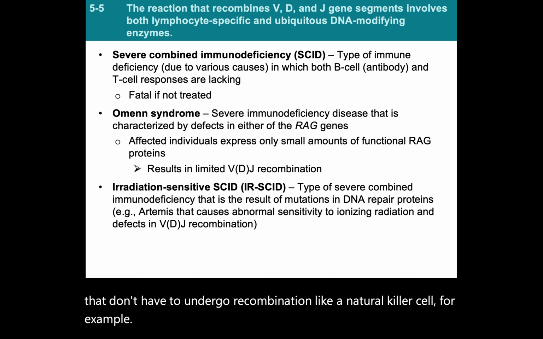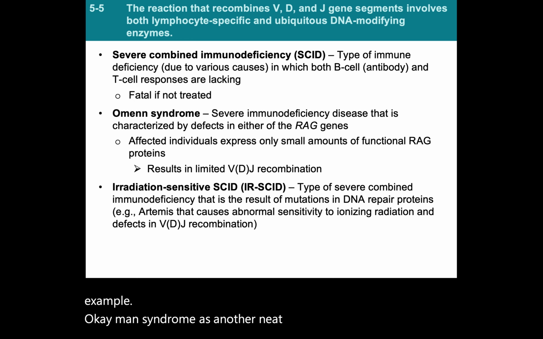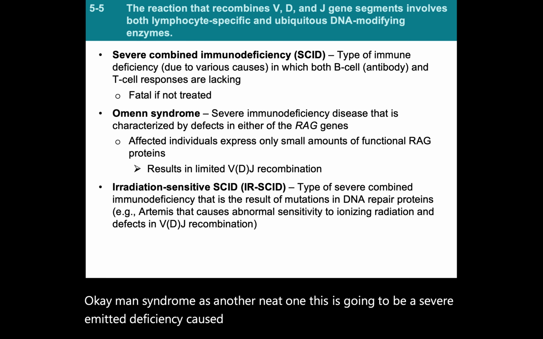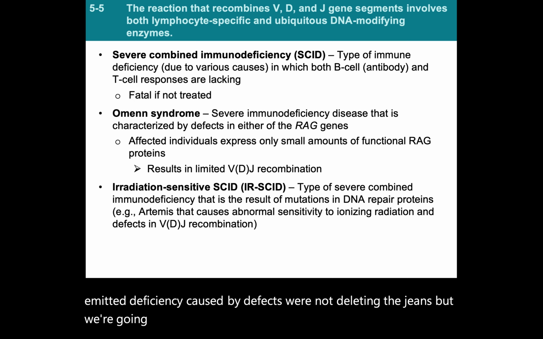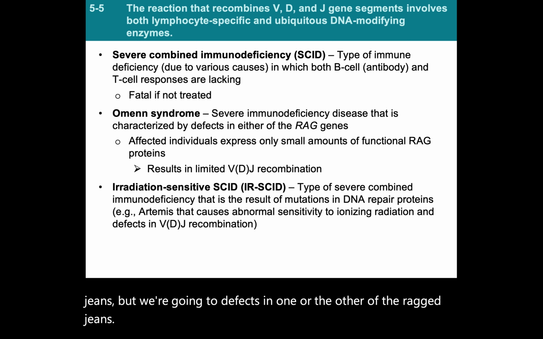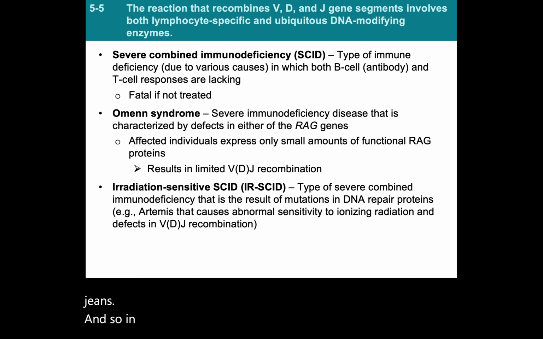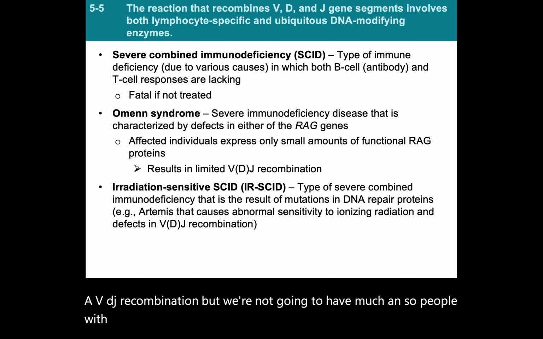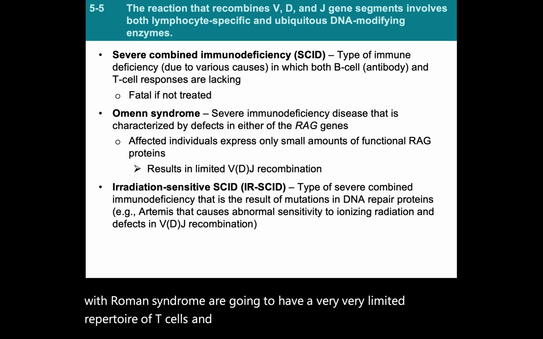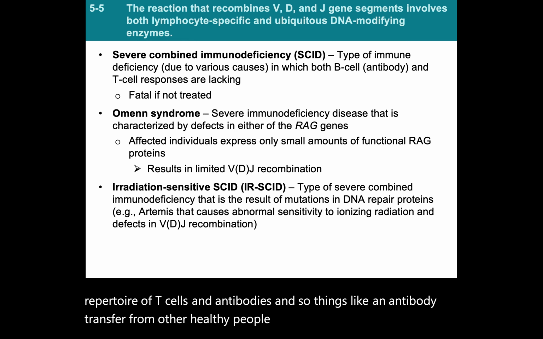Okay. Omenn syndrome, it's another neat one. So this is going to be a severe immunodeficiency caused by defects. We're not deleting the genes, but we're going to have defects in one or the other of the RAG genes. And so in this case, we're going to get a little bit of VDJ recombination, but we're not going to have much. And so people with Omenn syndrome are going to have a very, very limited repertoire of T cells and antibodies. And so things like an antibody transfer from other healthy people would help these people quite a bit.